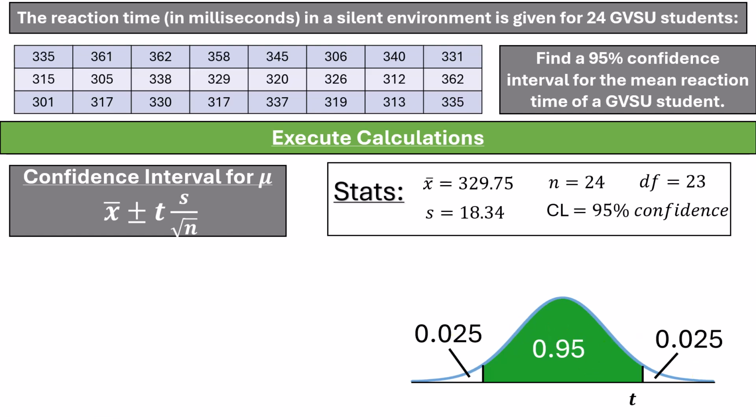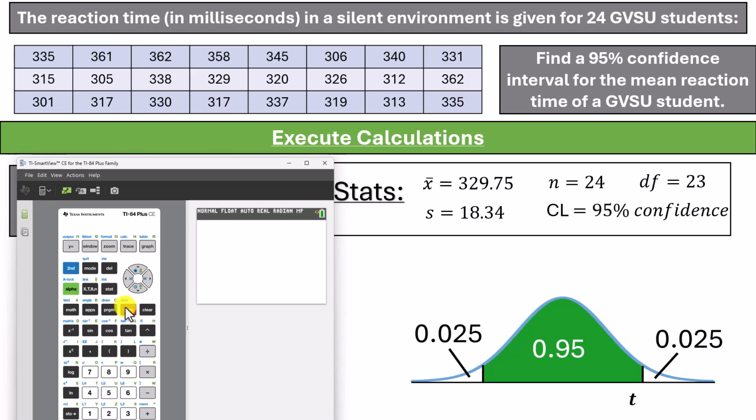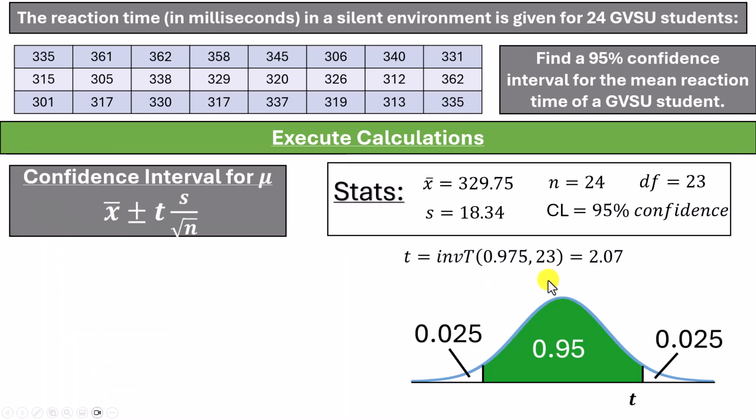So if I go and grab my calculator, second distribution, inverse t, and the area is 0.975, and the degrees of freedom is 23. And I'm going to get 2.07 approximately. So that's the t-score we're going to use in the formula. Okay, at this point, we are ready to plug into the formula. So we take x bar, which is 329.75, plus or minus 2.07, the t-score, multiplied by s, which is 18.34, over the square root of 24, the sample size.